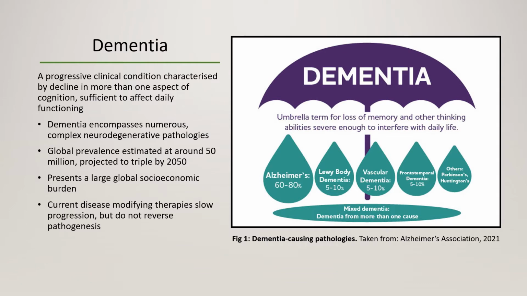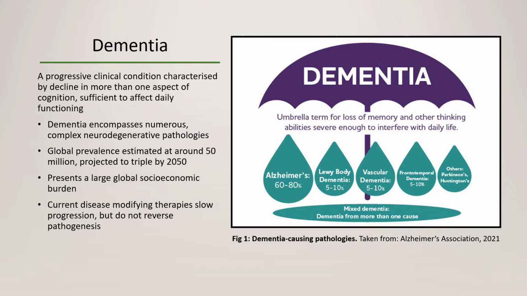To explain the relevance of this research into Alzheimer's disease, here is some information on dementia, which is an umbrella term for a key group of neurodegenerative conditions. Dementia is defined as a progressive clinical condition or syndrome that's characterized by decline in multiple aspects of cognition, enough to affect daily functioning. There are numerous disease pathologies that fall under this umbrella, as mentioned. It's a key group of neurodegenerative conditions.